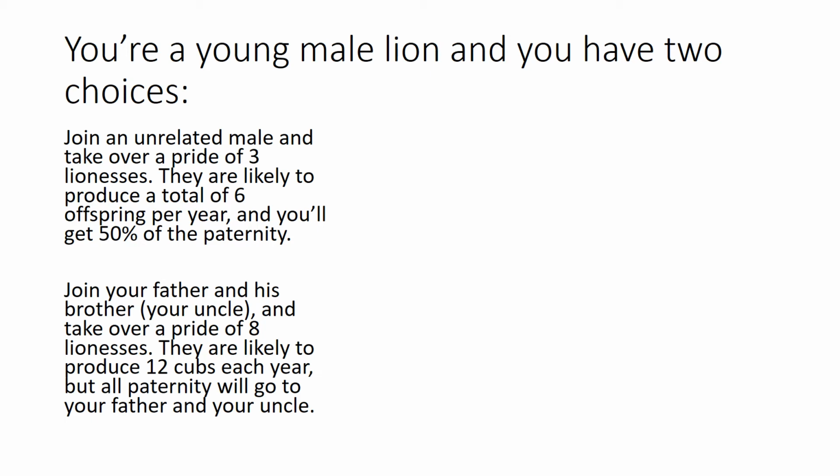So let's do the first one quickly. Hopefully this is straightforward. So you're not related to this guy. So any offspring that he sires, which is going to be 50% of 6 or 3, you won't get any inclusive fitness. The other 50% will be just simply 0.5 times 6 equals 3. So that option would give you 3 total offspring.